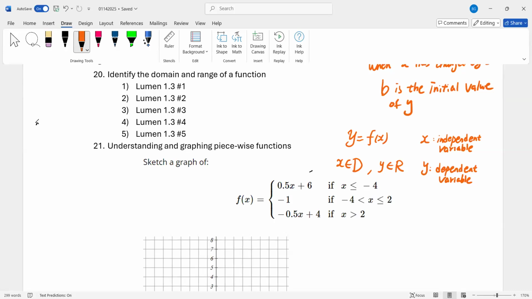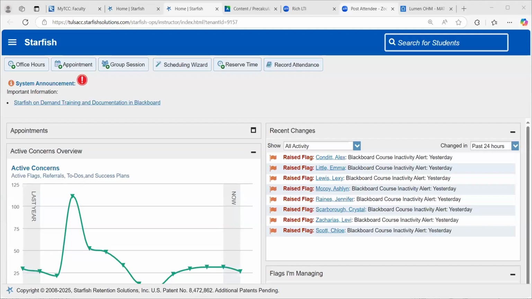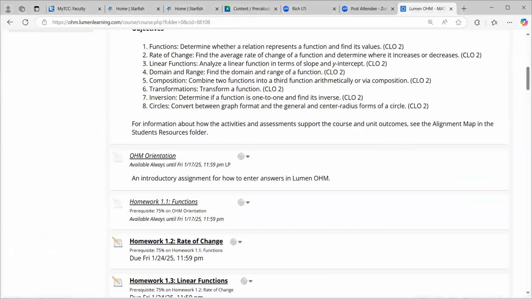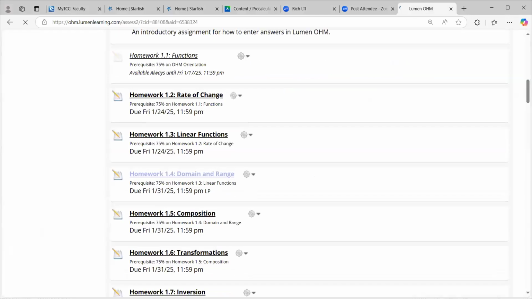All right, so let's practice. Let's identify the domain and range for functions. I labeled here that we're going to look at the problems in Lumen, numbers 1, 2, 3, 4, 5, the first 5 questions. Let me stop sharing my notes and share the web page, the browser for Lumen. This is Starfish. And this is the browser. Do you see the Lumen? Yes. Awesome.